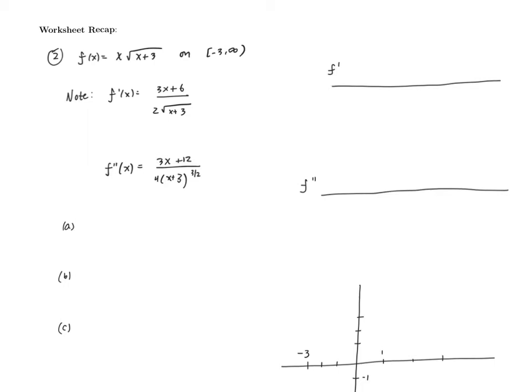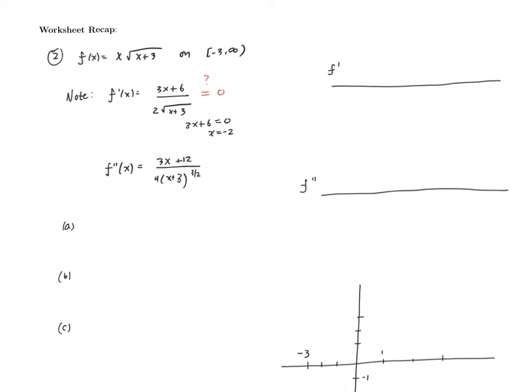So the first thing we're asked about in part A is to determine those intervals of increase and decrease, which correspond to where the first derivative is positive and negative, which of course first requires us to think about where it is equal to 0. So if we set this equal to 0, we can note that a fraction is equal to 0 precisely when the numerator is equal to 0. So that would be 3x plus 6 is equal to 0, or x is equal to minus 2.